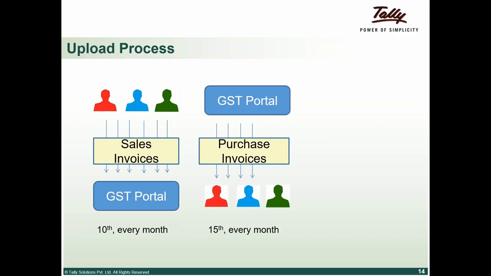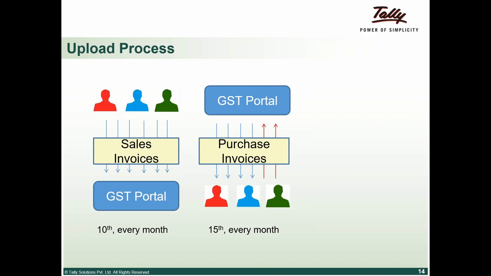Now from 11th onwards, the sales details that have been furnished in GSTR1 will automatically get auto-populated in GSTR2. What is GSTR2? It is the purchase detail or the inward supply detail. It will get automatically auto-populated. So whatever the selling dealer furnished, it will get auto-populated.